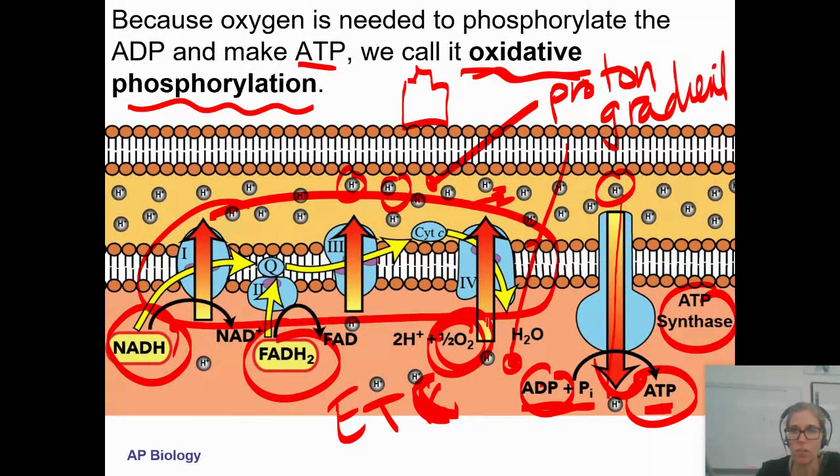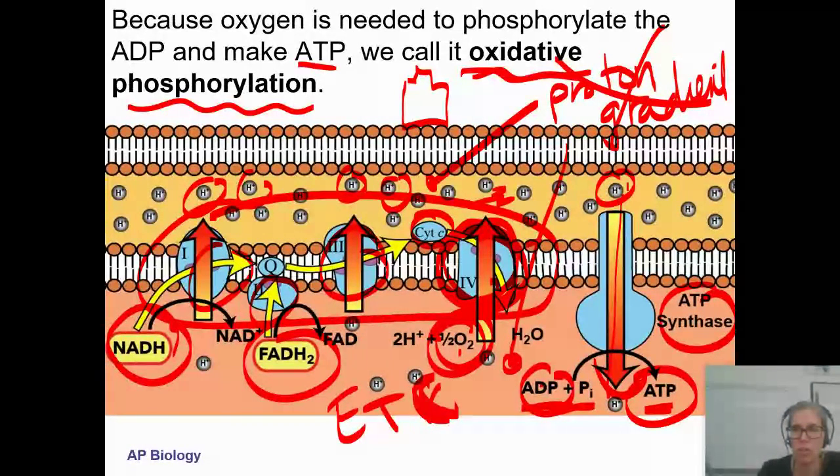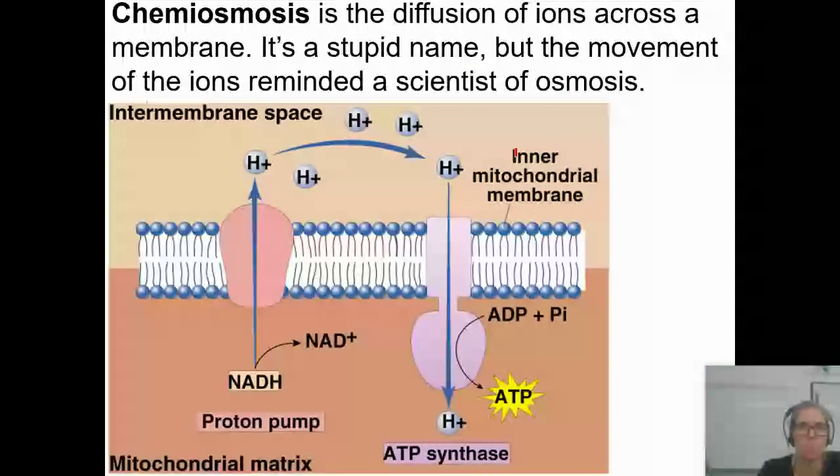You need oxygen for all that, right? Because the oxygen pulls the electrons off of this guy. If oxygen didn't pull the electrons from here, they would back up. You wouldn't have electrons moved from guy to guy to guy. You wouldn't be able to put the protons in here. You wouldn't be able to make a proton gradient. They wouldn't be able to come out this way and make ATP. So you need oxygen for all this. So we call it oxidative phosphorylation, much more involved.